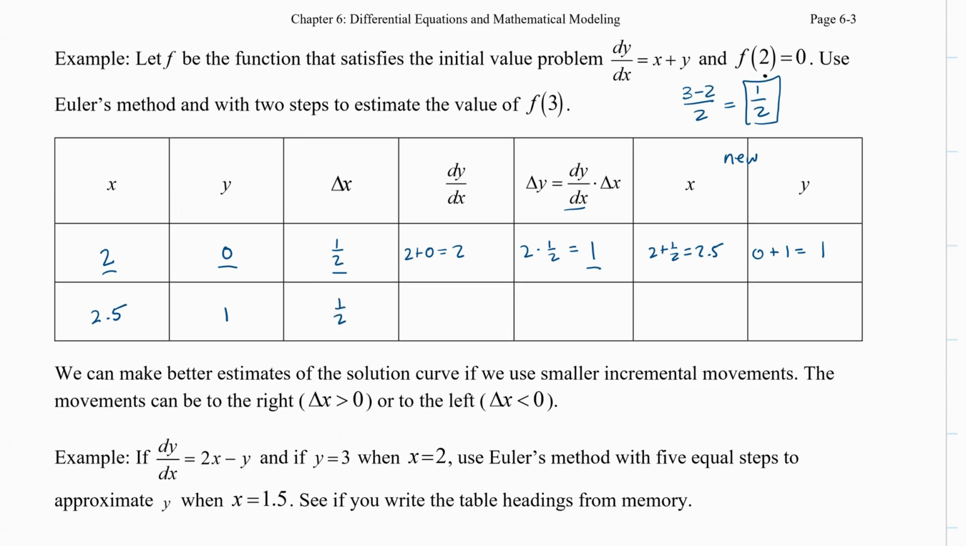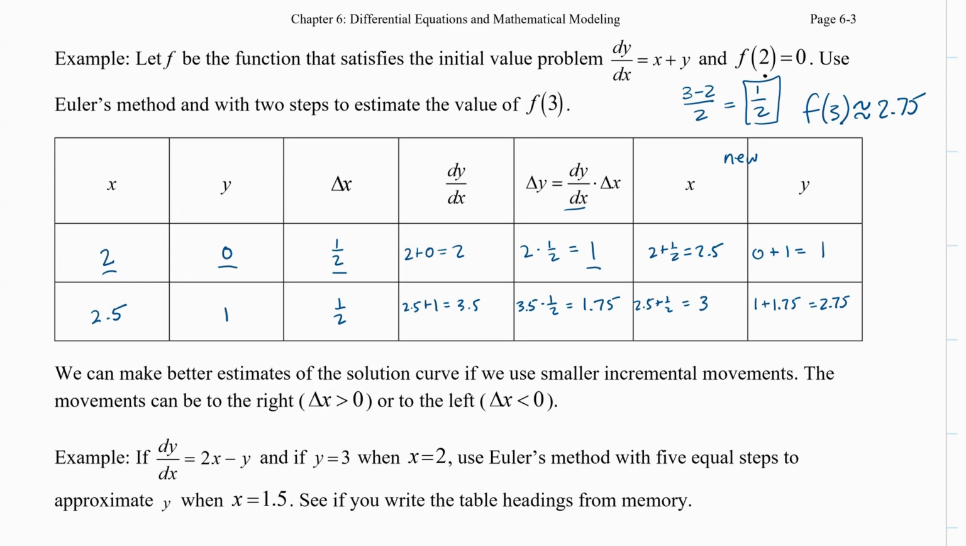So still going to move 1/2 over. Our dy dx is 2.5 plus 1, or 3.5. Our delta y is going to be that 3.5 times 1/2, which is 1.75. Our new x value is going to be 2.5 plus 1/2, which is equal to 3. And our new y value is going to be 1 plus 1.75, and that's equal to 2.75. To summarize, we have now just estimated that f of 3 is approximately 2.75.